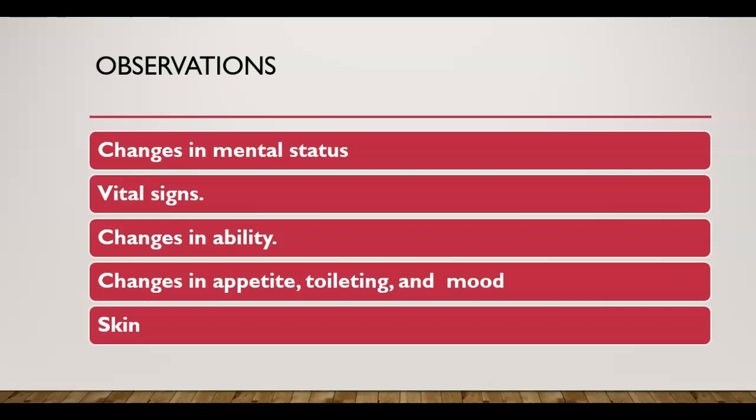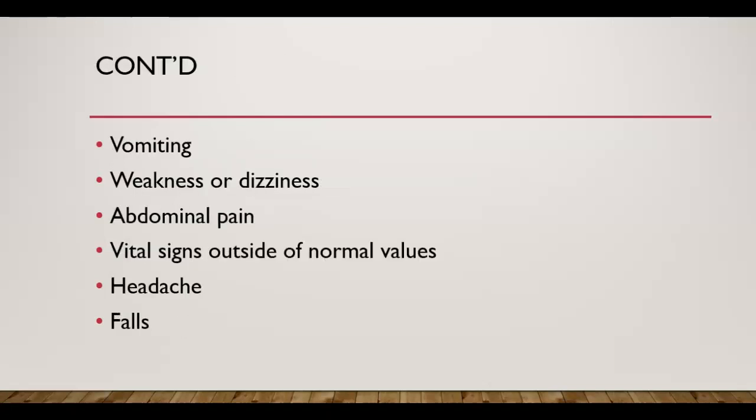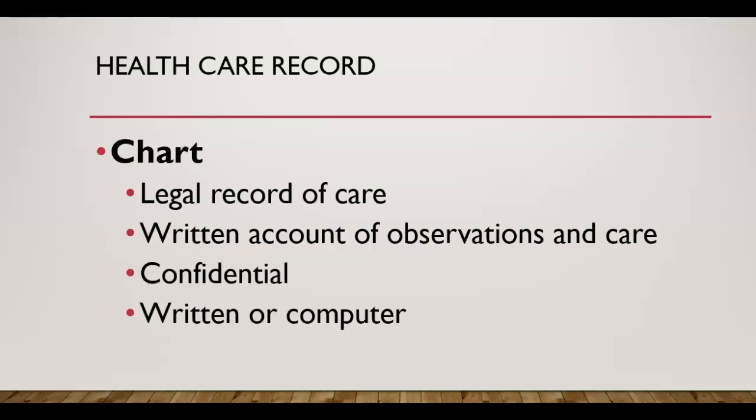Observations that you need to be aware of is any changes in mental status, any changes in a resident's vital signs, in their ability, changes in appetite, toileting, and mood and skin. Observations that you must report immediately are shortness of breath, chest pain and pressure, pain in the calf of a leg, blurred vision, slurred speech, or bleeding. Vomiting, weakness or dizziness, abdominal pain, vital signs that are not normal, headache, or falls.